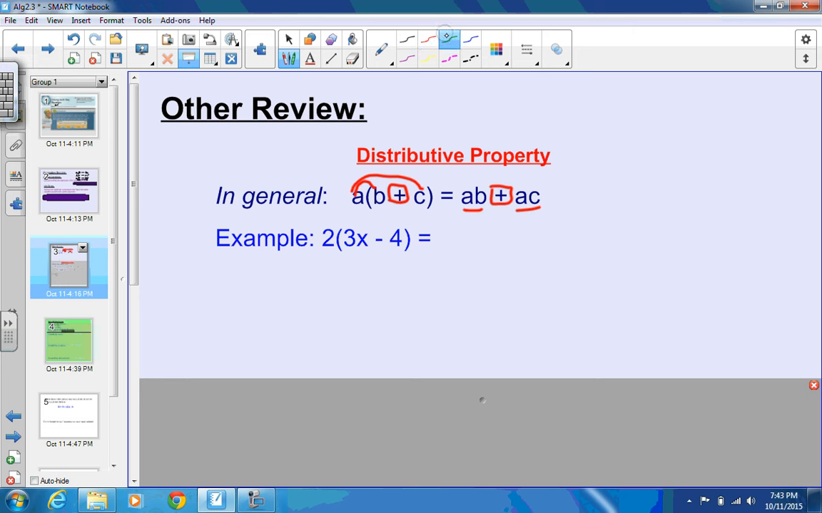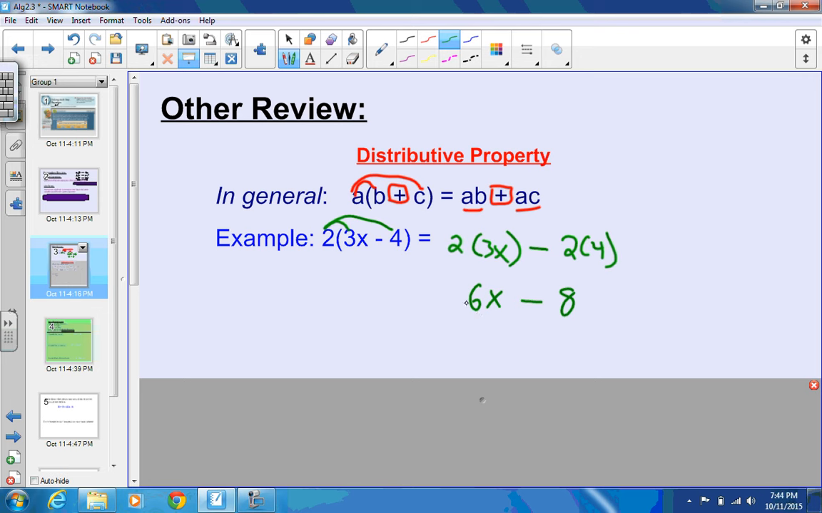We're going to take this example. The 2 is what's on the outside, and we do have subtraction on the inside, so that's fine. We're going to distribute the 2 to both things here. So we're going to do the 2 times the 3x, and we're going to keep that subtraction sign. Then we do the 2 times the 4. Then you just have to simplify that, and you get 6x right here, because 2 times 3 is 6, and 8 right here.